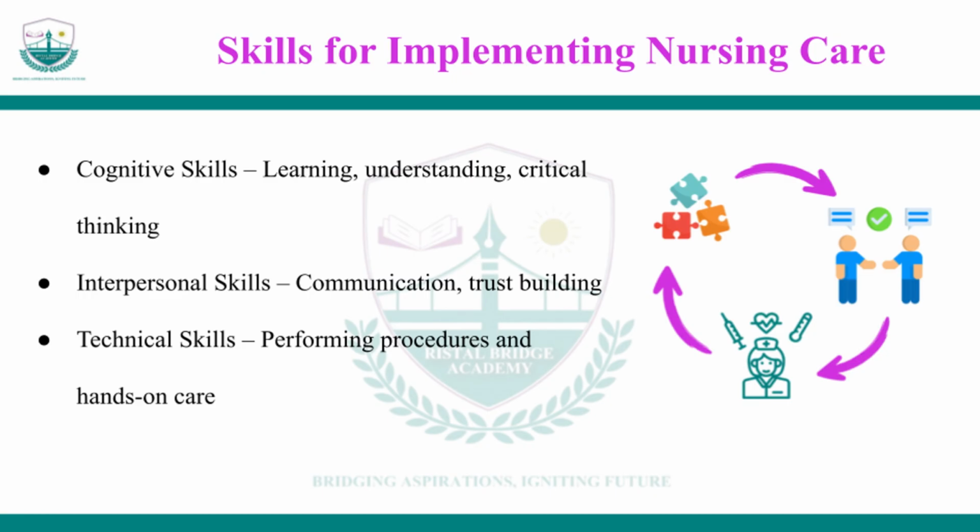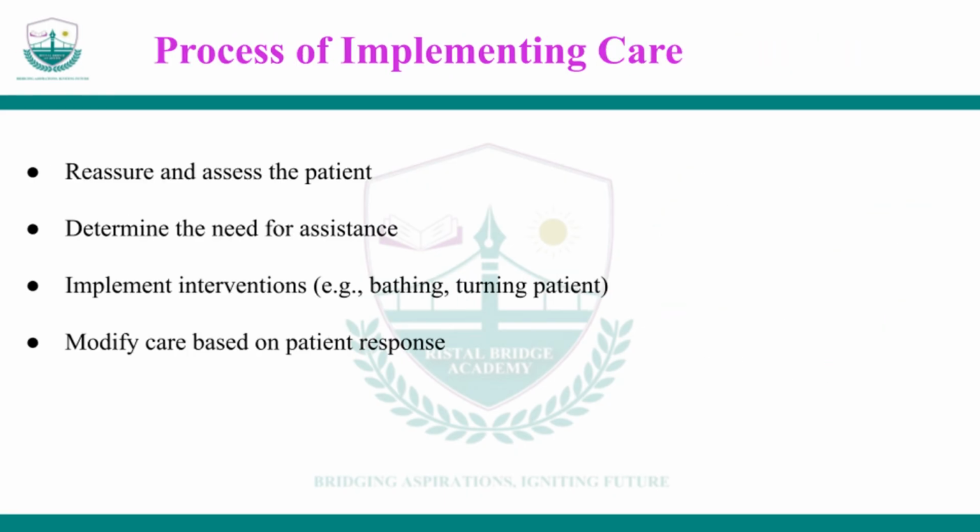We have cognitive skills. This involves learning, understanding, and critical thinking. Then interpersonal skills, which involve effective communication. Then technical skills. This involves hands-on procedures for patient care. Process of implementing care: reassessing the client's condition, determining needs for assistance, and implementing nursing interventions. So these are the processes of implementing care for the patient.